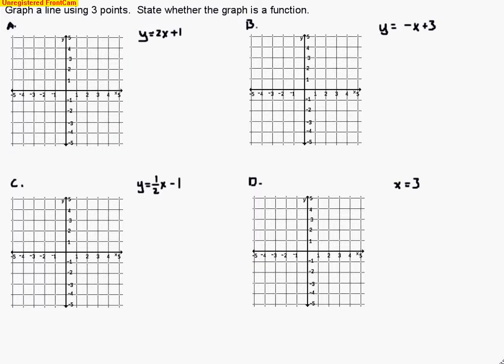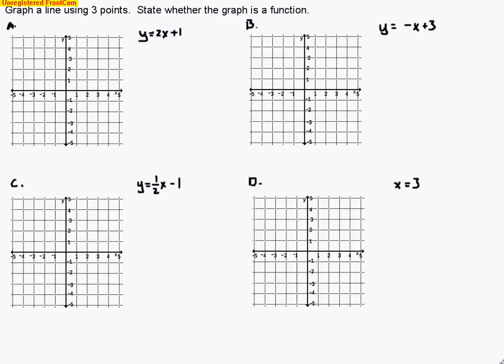So the next set of directions asks us to graph linear equations using 3 points. Then we're also supposed to state whether it's a function or not. And we're going to use the vertical line test to determine whether it's a function. So let's take a look at that first one, letter A.